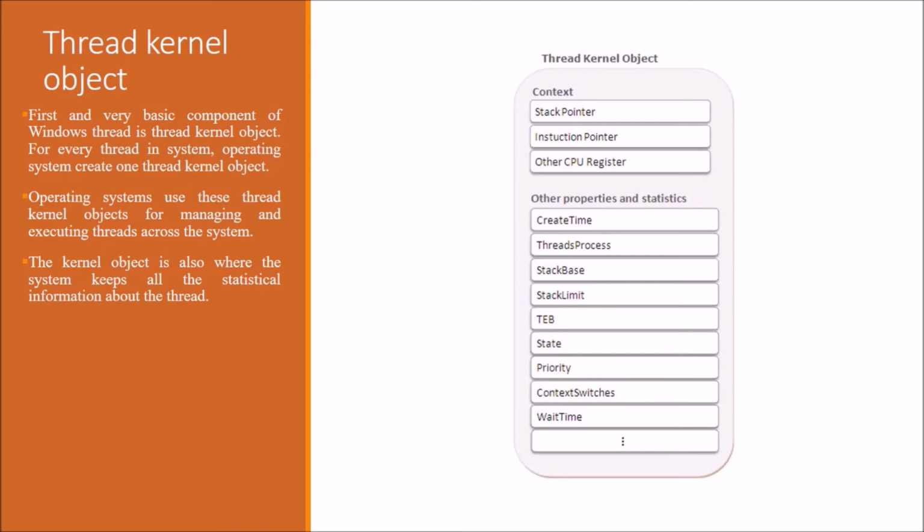It consists of the stack pointer, instruction pointer, and the CPU registers, and other statistical data about the stack base, stack limit, thread environment block, priority, and waiting time, which is nothing but a waiting thread. And we're going further.